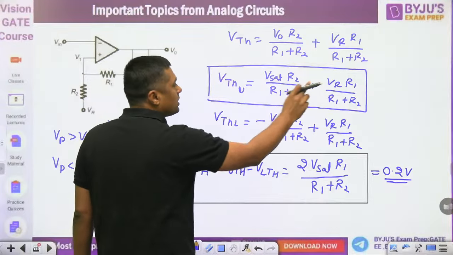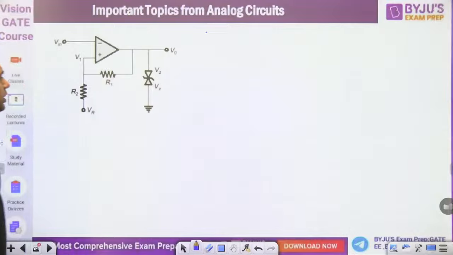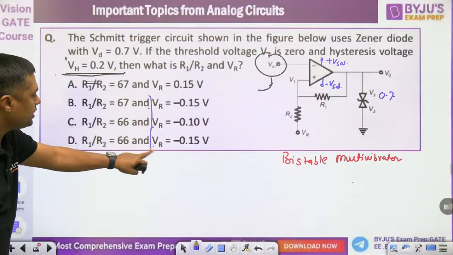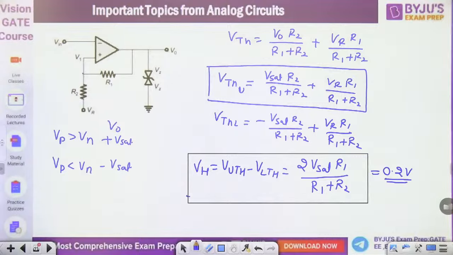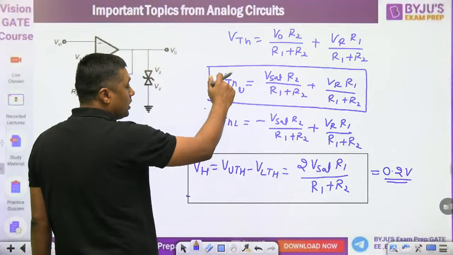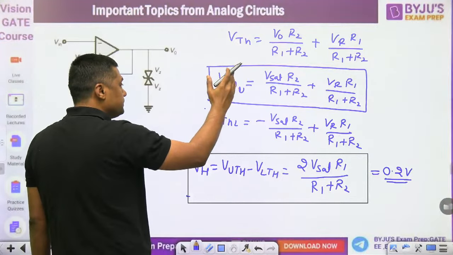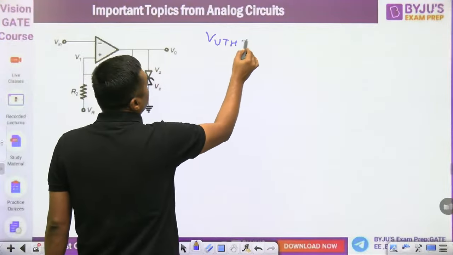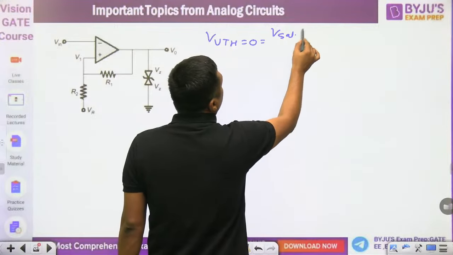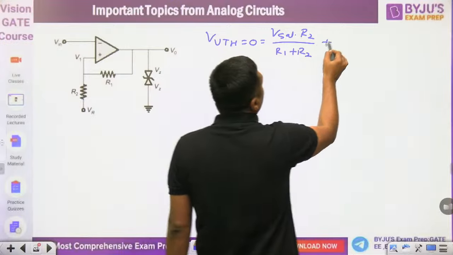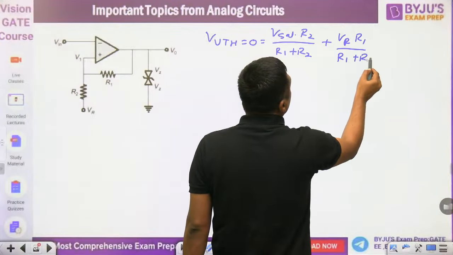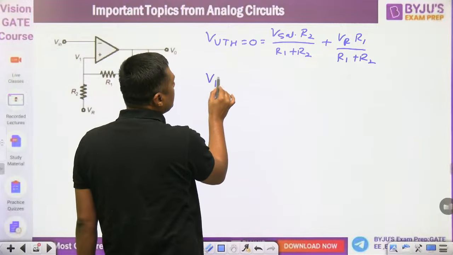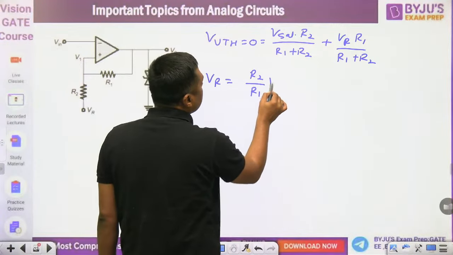If this is zero, it means Vr is definitely negative. We have a negative value of Vr. When one of the thresholds is zero, for example let the upper threshold voltage be zero, then we set Vset R2 upon R1 plus R2 plus Vr R1 upon R1 plus R2 equal to zero. You can find the value of Vr. The denominators cancel out and you get Vr equal to R2 by R1 into Vset.